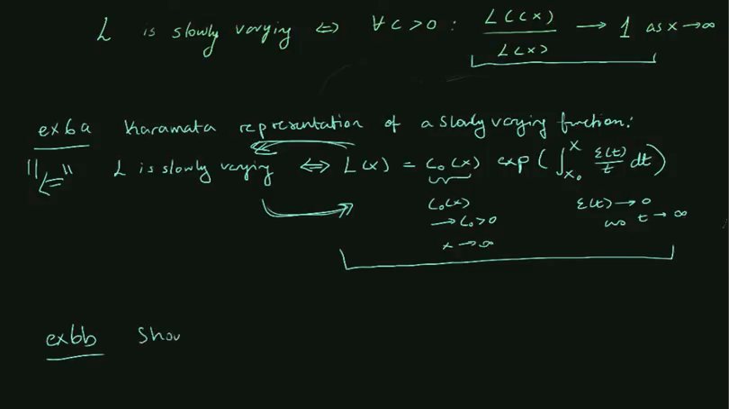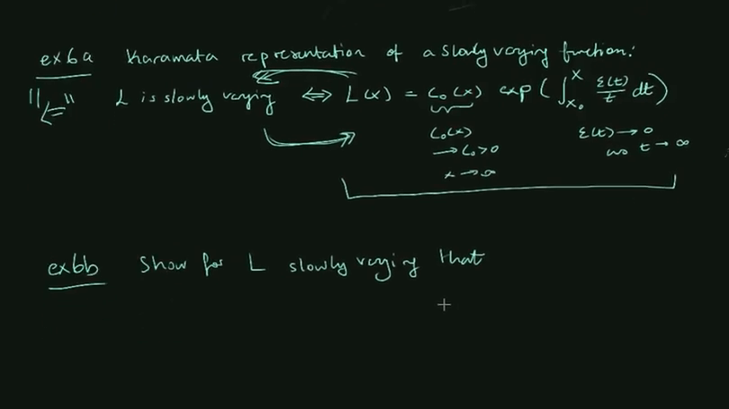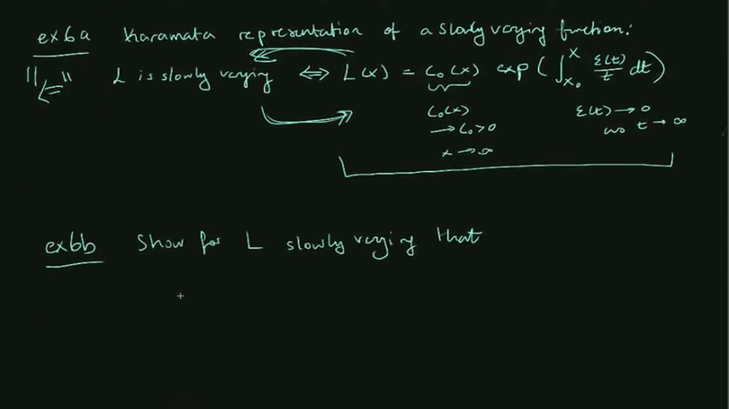show, for a slowly varying function L, well, what do we want to show? We want to show that for any delta greater than 0, L of x divided by x to the delta tends to 0 as x tends to infinity.